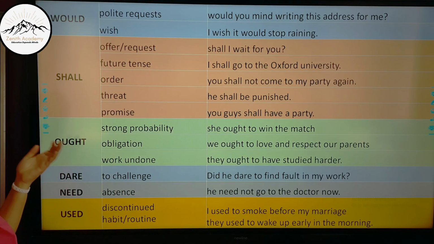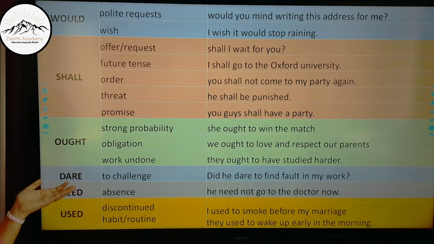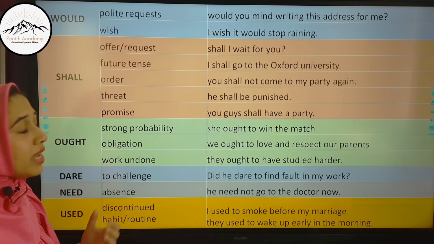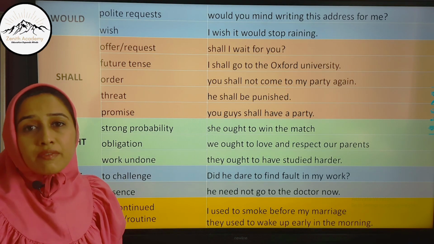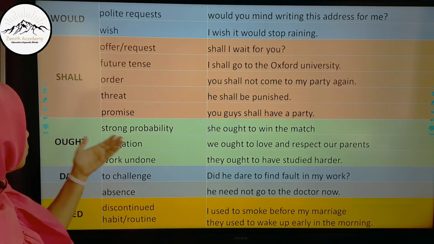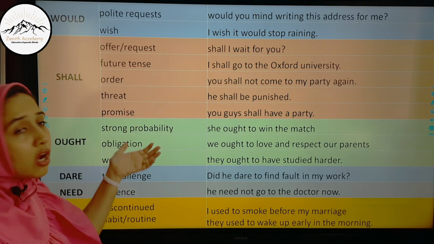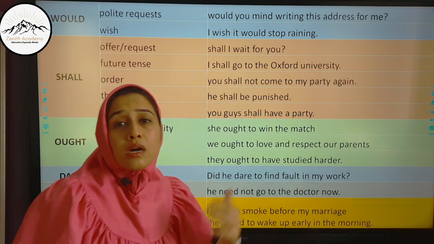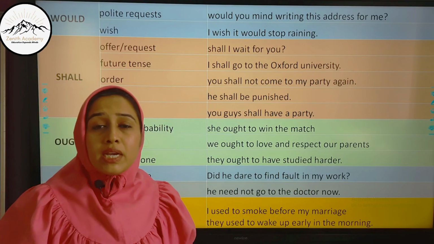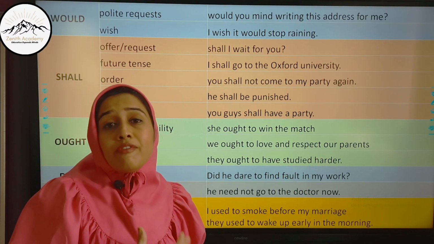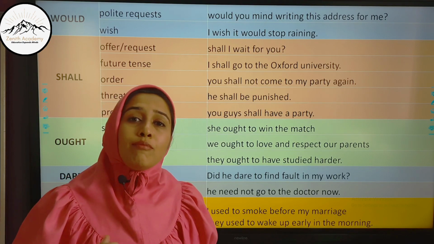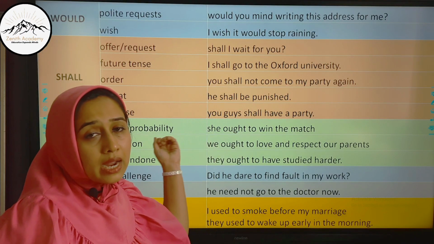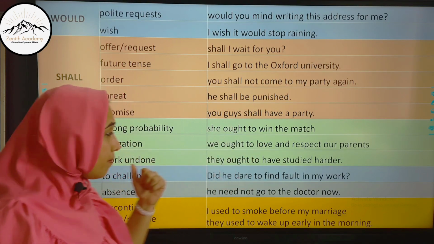The next modal auxiliary is ought. Although it is very rarely used, it is used when we have to create emphasis in our language. First use of ought is to show strong probability. She ought to win the match. Here I am very sure the probability of her winning the match is very high, so I will use the modal auxiliary ought.